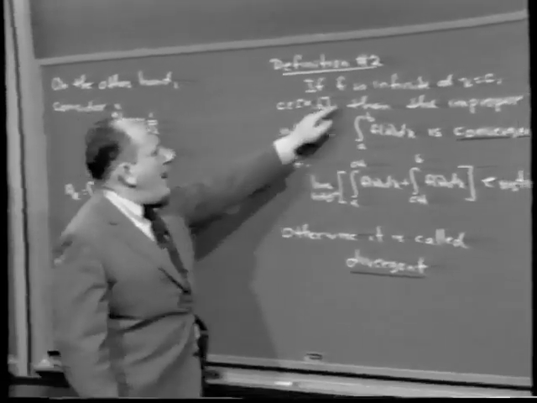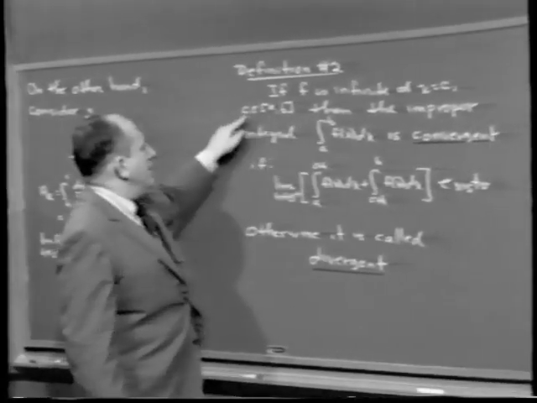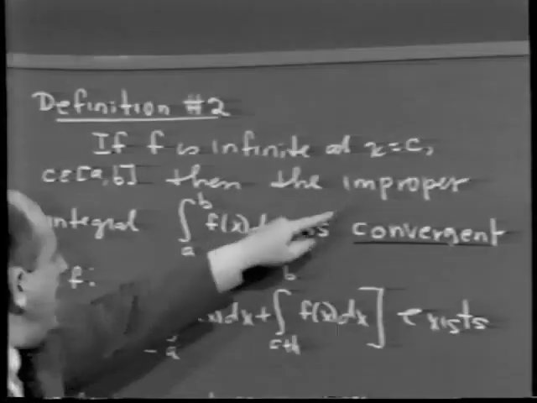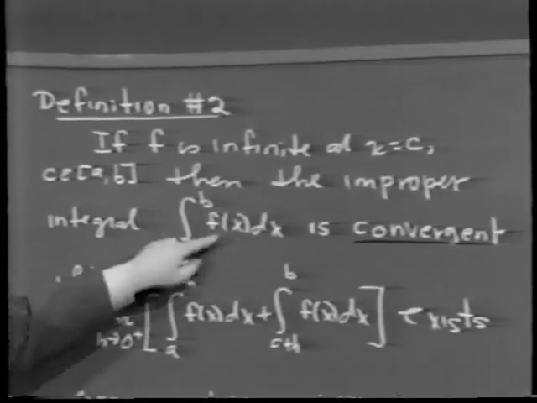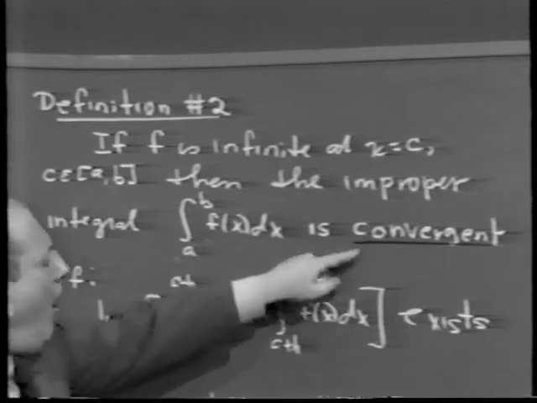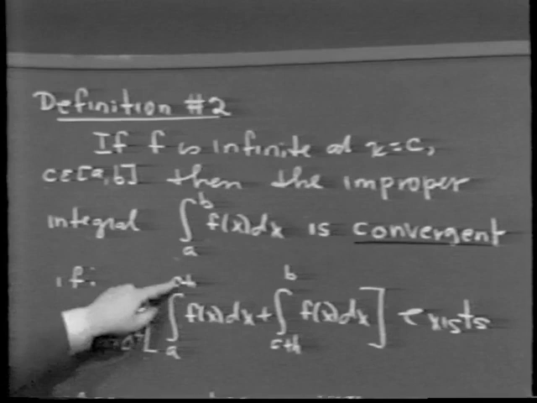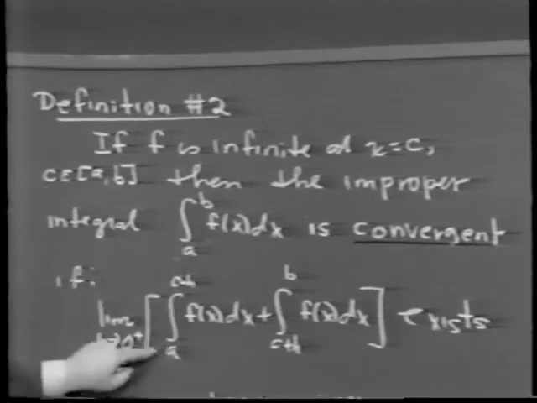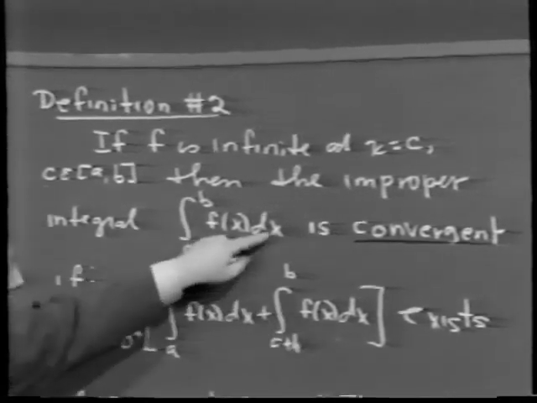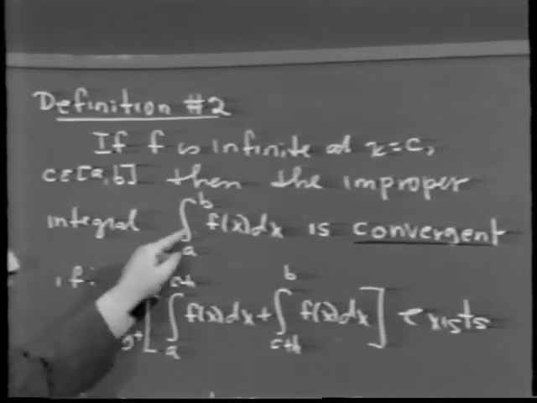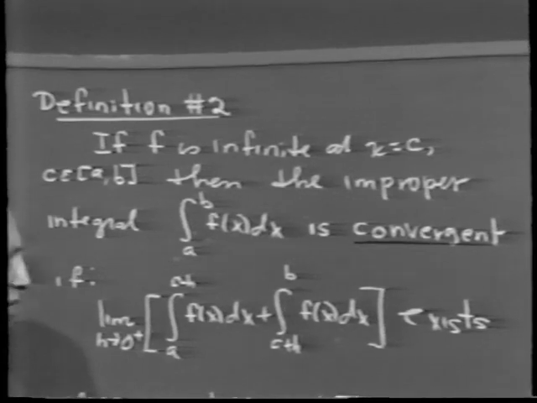Namely, if f is infinite at x equals c, where c is someplace in the interval from a to b, then the improper integral from a to b of f of x dx is called convergent if the particular limit that we talked about previously in the definition of how you compute the integral from a to b of f of x dx exists, meaning it's a finite number. Then we call the integral a convergent improper integral.